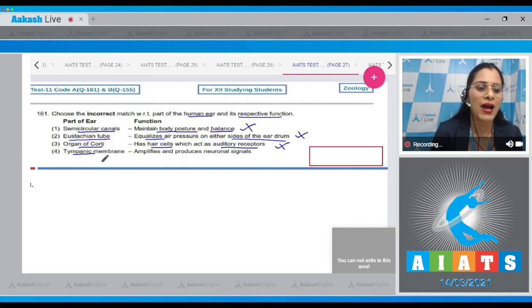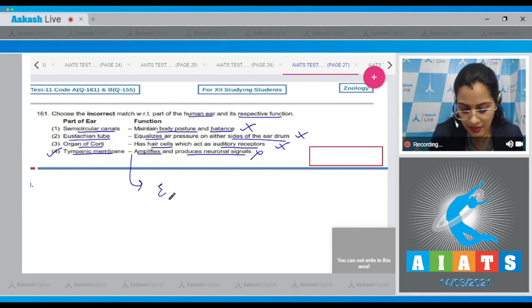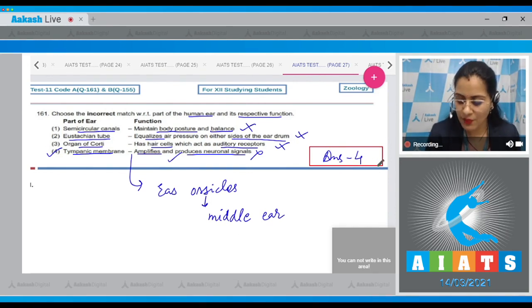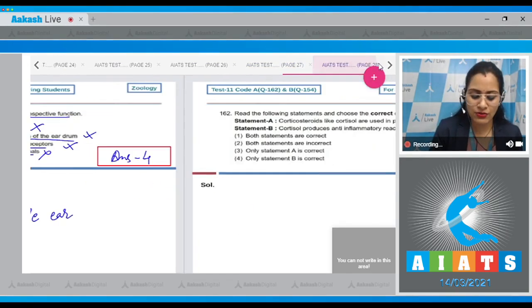Option number 4, tympanic membrane, and the match given is amplifies and produces neuronal signals, is an incorrect match and is a correct answer to our question because it is ear ossicles present in middle ear which is responsible for this amplification of signals. So the correct answer to this question is option number 4. Let's proceed to the next question.